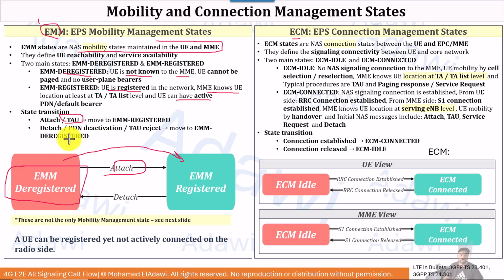And the main idea is that moving back from EMM registered to deregistered can be done through either a normal detach, for example, the user switched off his device, or any problem in the network, or PDN deactivation, or a tracking area update being rejected. So again, this state, which is the mobility management state, mainly defines the UE reachability and service availability. Reachability again means whether the network knows the location of the user or not, in case they want to reach the user to do paging and get him back to the connected mode.